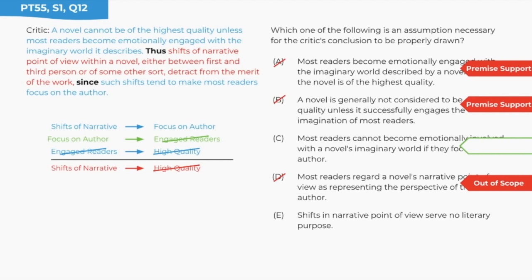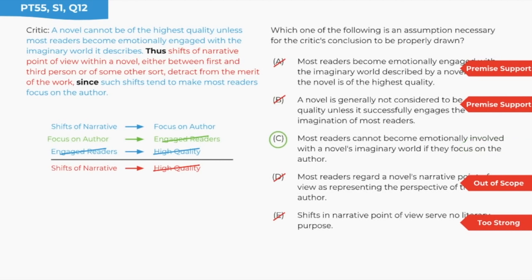Well, the argument does seem to be suggesting that shifts of narrative point of view aren't going to lead to the highest quality work, but to say that they serve no literary purpose is a bit strong for this argument, so we can eliminate it on that ground. And now that we've gone through each of the choices, answer choice C was the only one that really matched what we were looking for. We can pick it and move on to the next question.